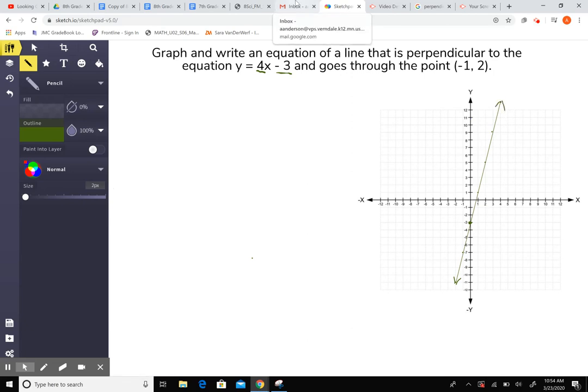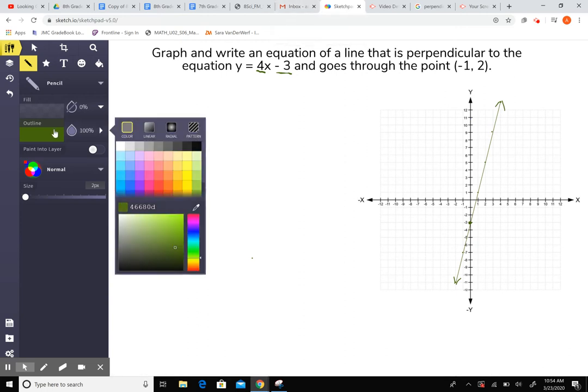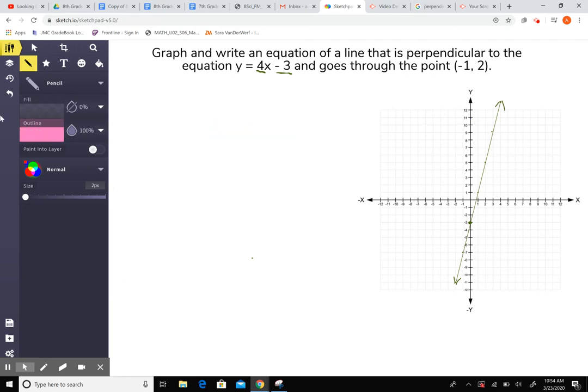Now we have to write the equation of a line that is perpendicular to it. I'm going to change my color to pink. It's still going to have to be in y equals mx plus b form because that's probably the easiest. But one thing to know is that the slope of an equation that is perpendicular to another line, its slope is the opposite.